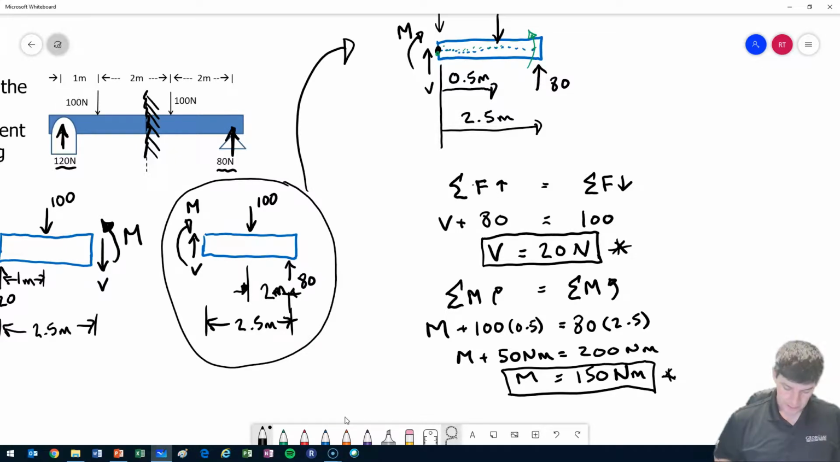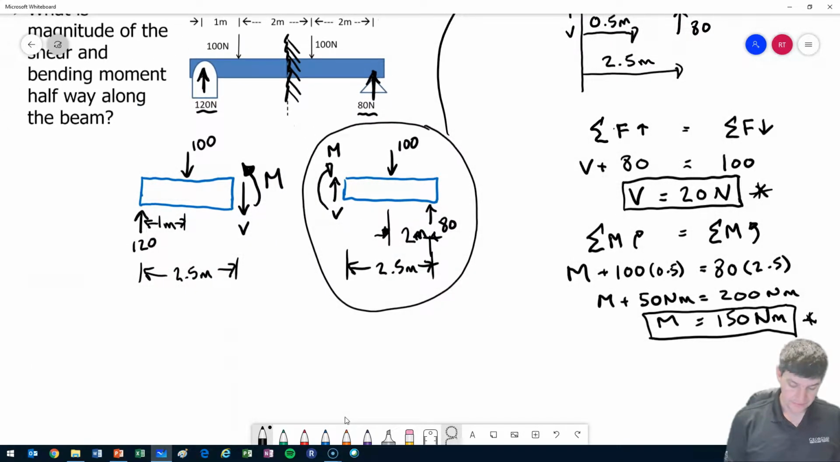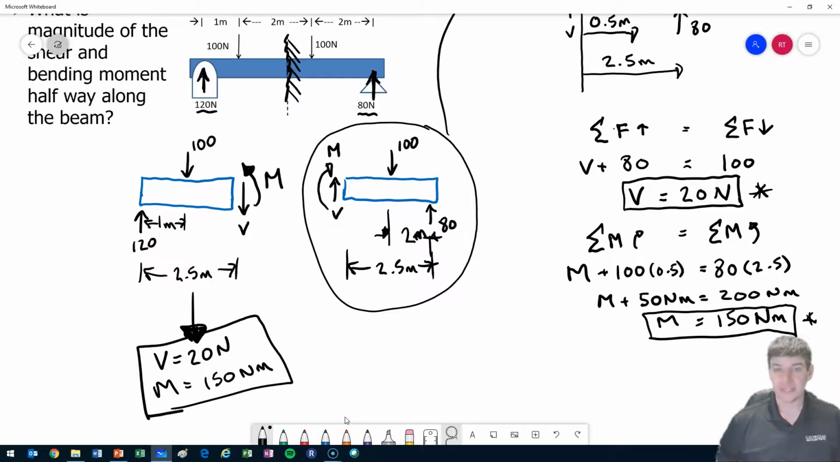V and my M. And had I used my left-hand side, so if I had gone through the calculation with that guy, I would have found that V is equal to 20 newtons, M is equal to 150 Newton meters, and I would have the exact same answer as I did with the other side. So no matter which side we look at, we should have the same V and M, because once again, they're the same magnitude as each other, and that's the only way that we can have equilibrium at that point.